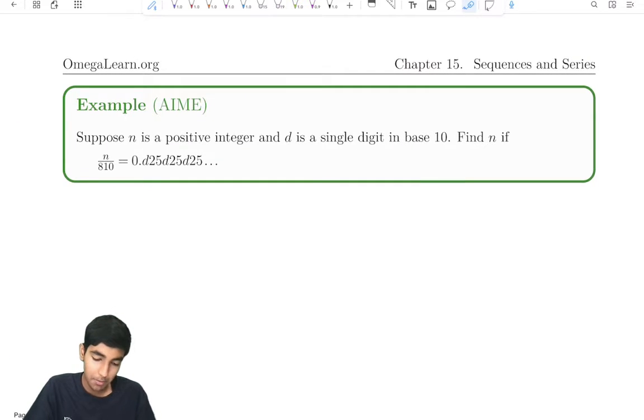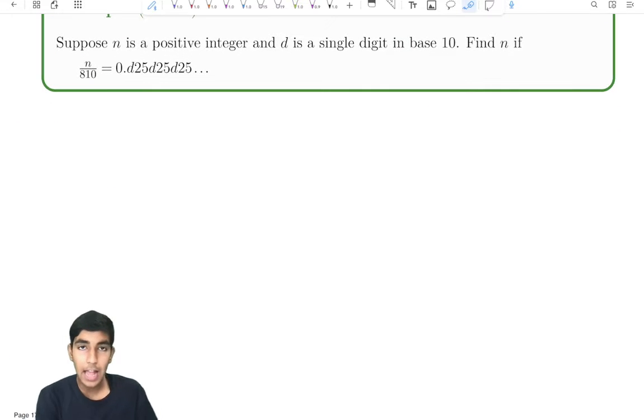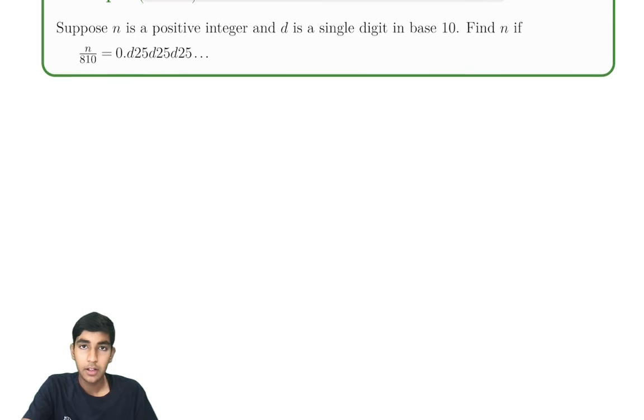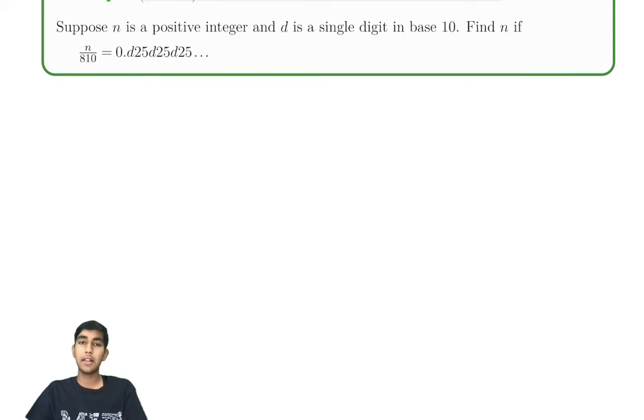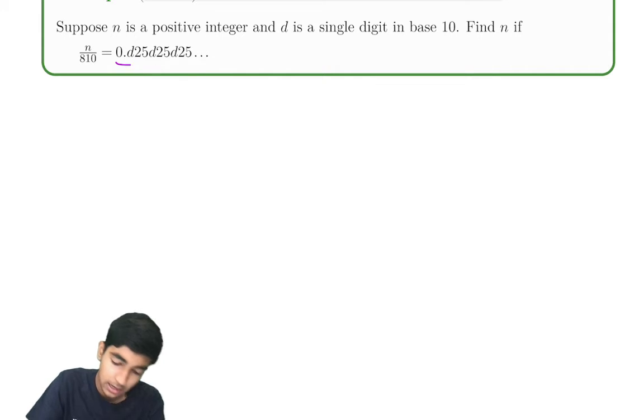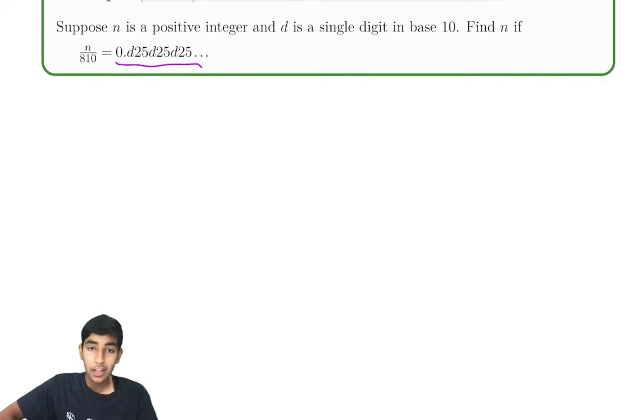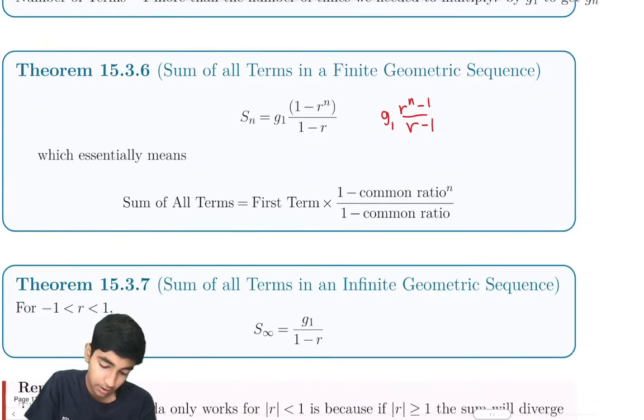Let's try this problem over here. Suppose n is a positive integer, and d is a single digit in base 10. Find n if n over 810 equals 0.d25, d25, d25, and so on and so forth. And to explore this, remember I skipped this formula earlier.